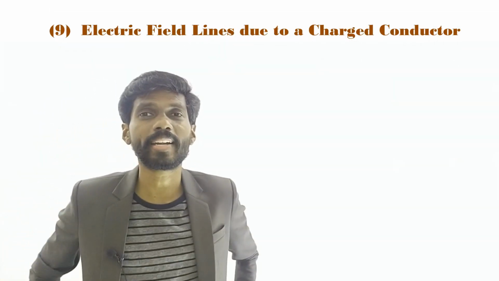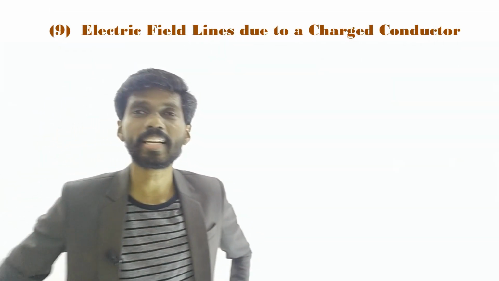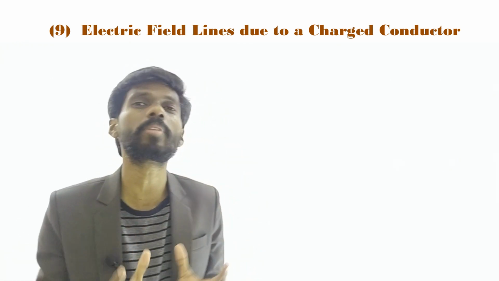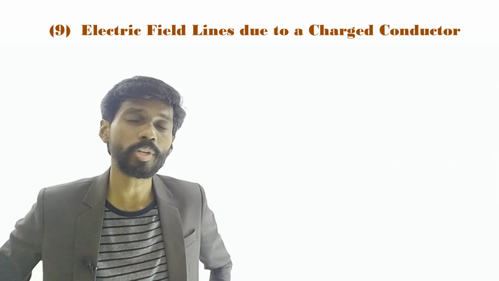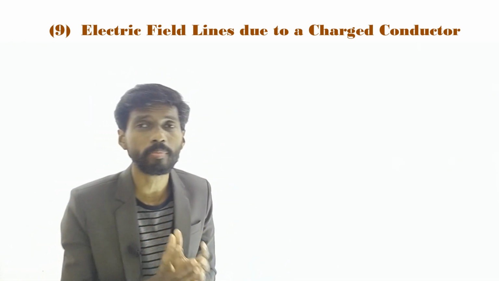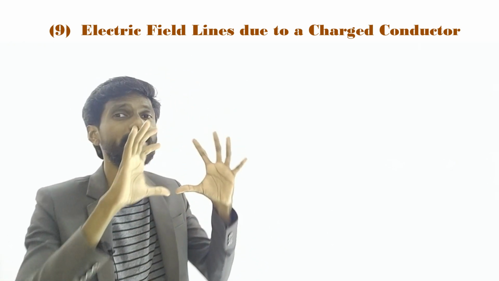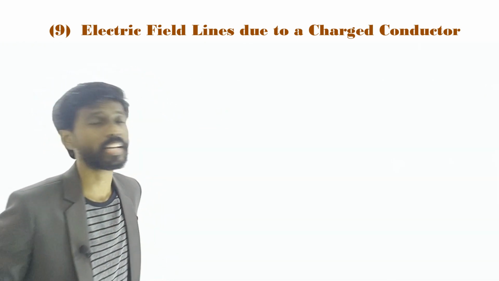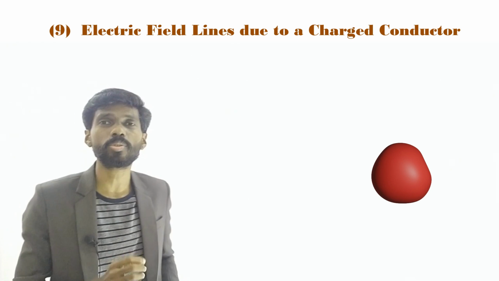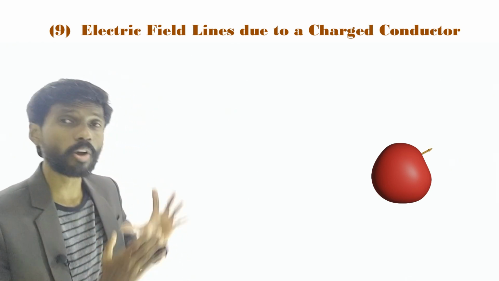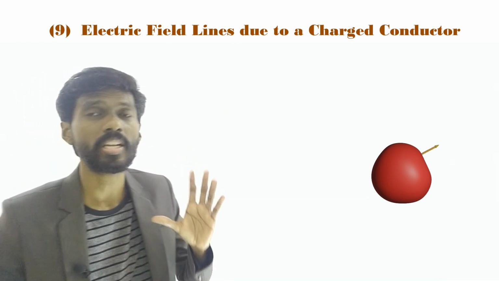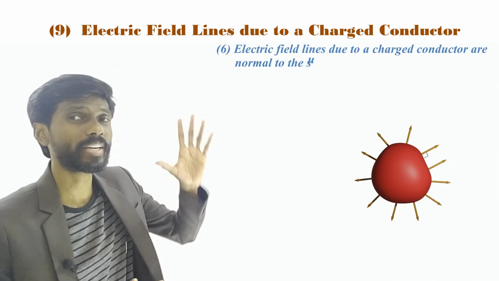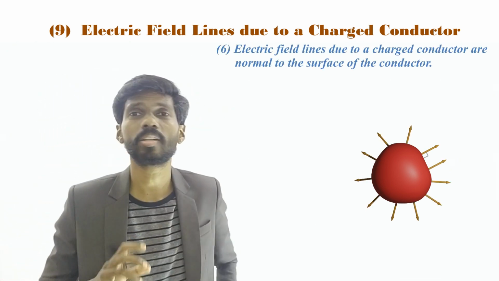Electric field lines due to a conductor. So we know that in a charged conductor, the excess charges are always present on the surface of the conductor. The charges are not uniformly distributed over the entire volume. So we can find the charges only on the surface of the conductor. Now the electric field lines due to these charges are always in the normal direction, that means the perpendicular direction. So the electric field lines always emerge from the conductor only in the normal direction, right? Perpendicular direction. Is that okay?